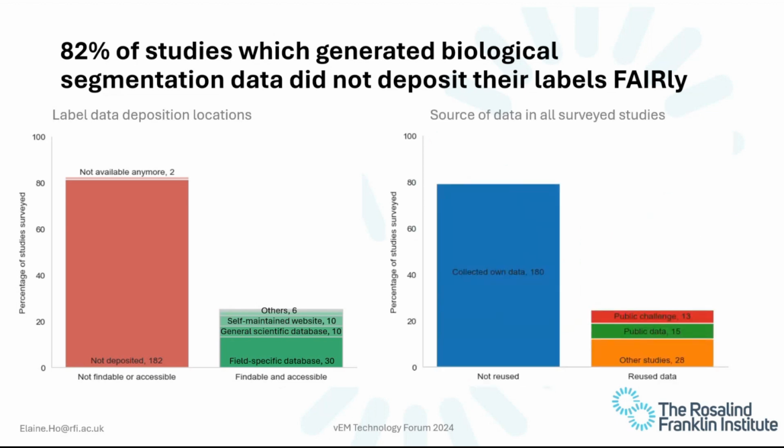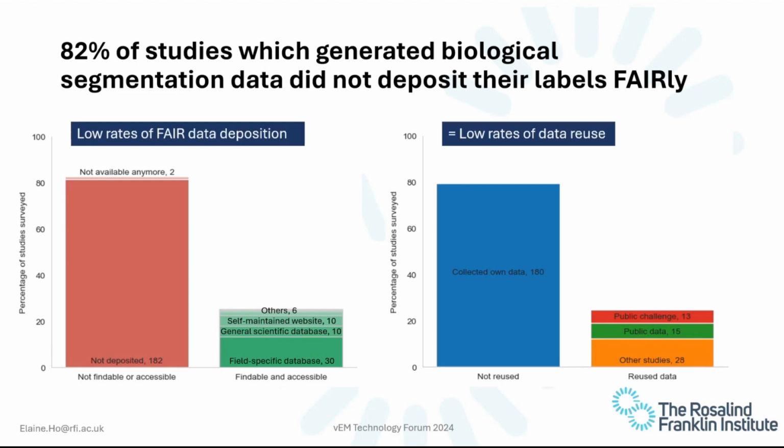And when we look at where a lot of the volume EM data studies get their data from, we also see that very few of them reuse data from elsewhere. This is okay because we should be collecting new data and pushing the boundaries of where we can go. But also if there's data that's already available for your particular problem, and this is the case for a lot of software papers, we should be trying to reuse data that already exists where it's available. And this kind of tracks: low rates of FAIR data deposition results in low rates of data reuse.